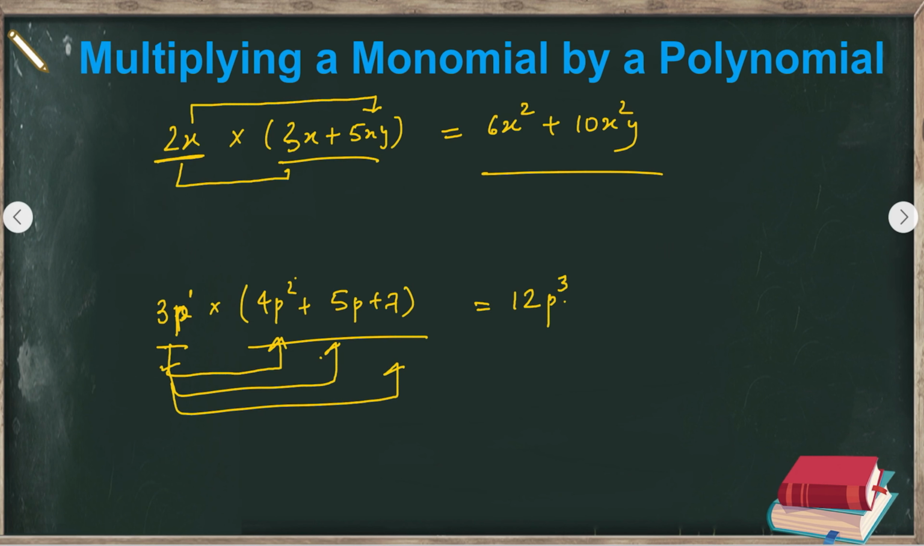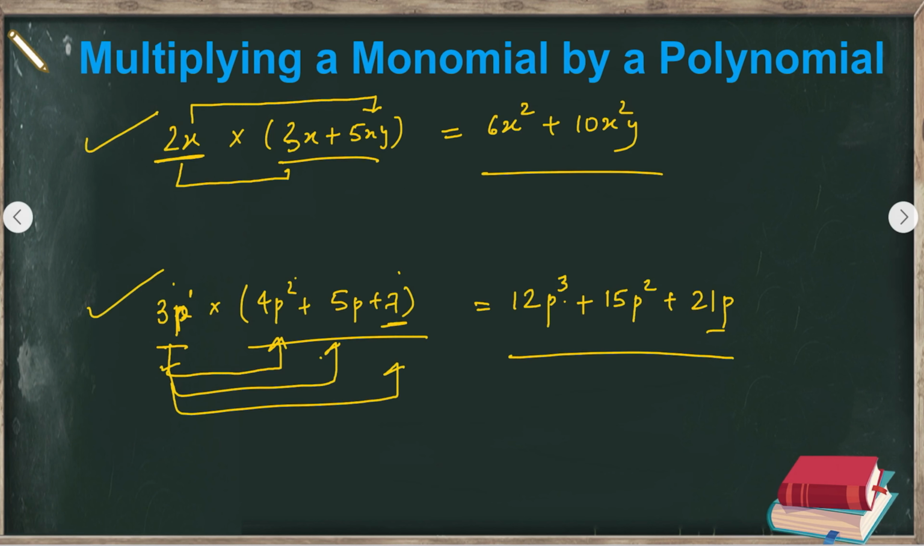Next we have this 3p multiplied by plus 5p. So plus into plus will be plus. So 3 into 5 will be 15, and p into p will result in p square. Next we have this 3p multiplied by 7. So 3 into 7 is 21. As we don't have a variable in 7, the only variable this term will have is p. So the result is 12p cube plus 15p square plus 21p. So that's how we multiply a monomial by a binomial and a monomial by a trinomial.